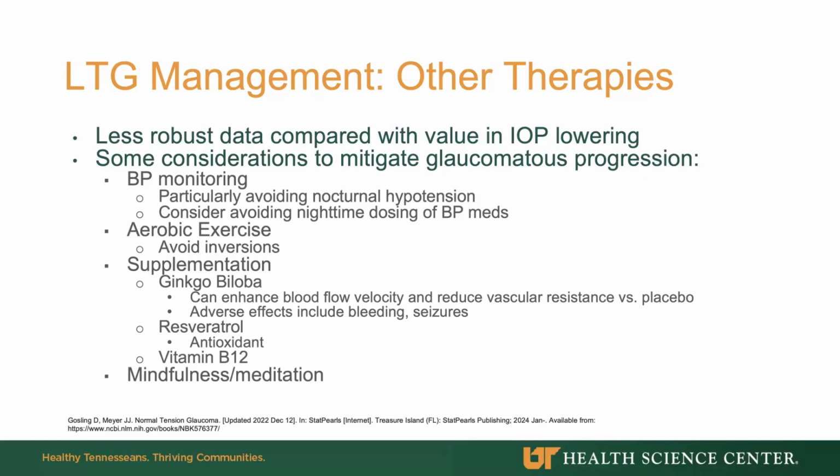There's another antioxidant called resveratrol, which is found in the skin of red grapes and red wine, which has some antioxidant features. And another option would be to consider vitamin B12 supplementation, particularly for those who have sub-optimal levels.